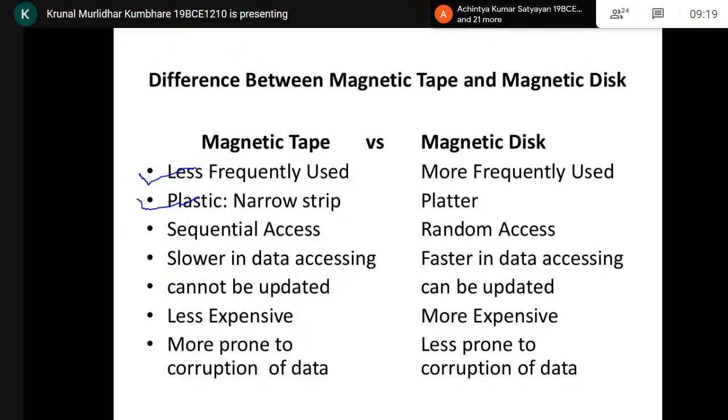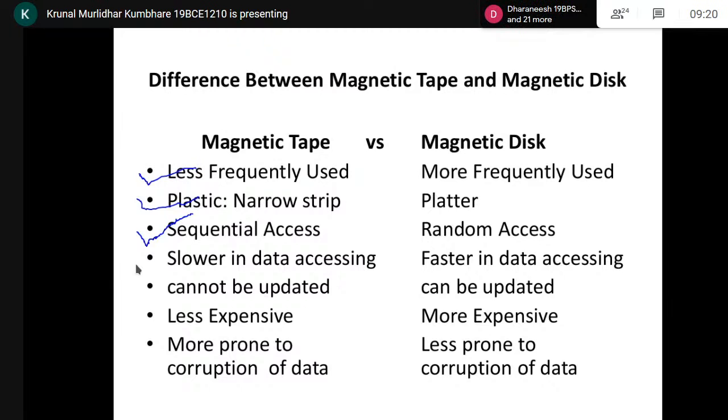In magnetic tape, sequential access should be followed. In other words, in order to access data, we must follow a sequential process. For example, let's suppose you want to access the 5th song in a playlist. We have to go right from the first song. We cannot randomly access the 5th song. But in magnetic disk, we can randomly access a particular song if we want. It provides random access of data.